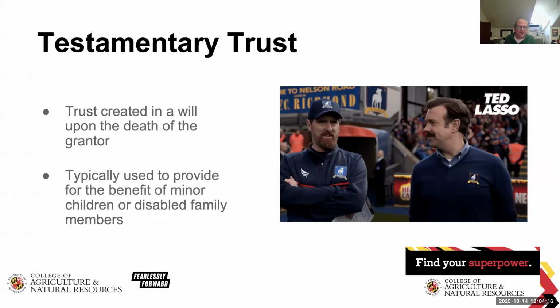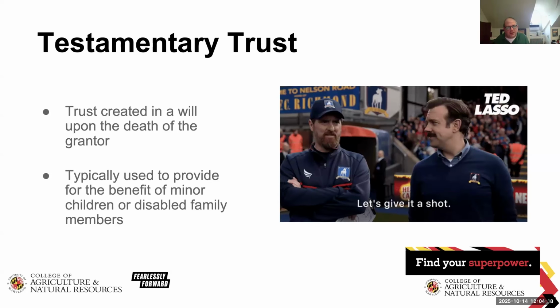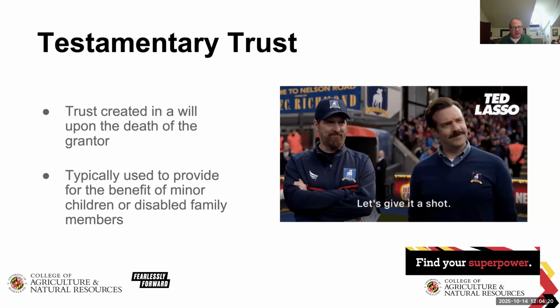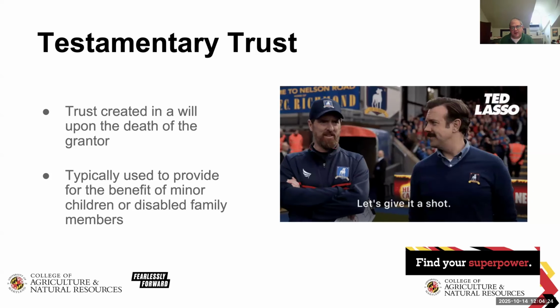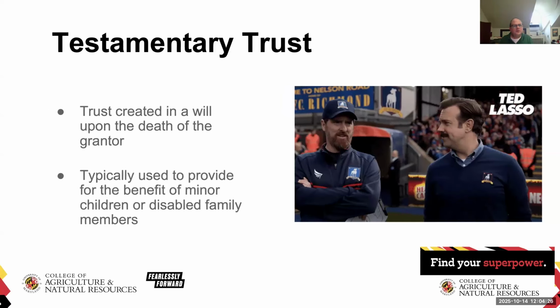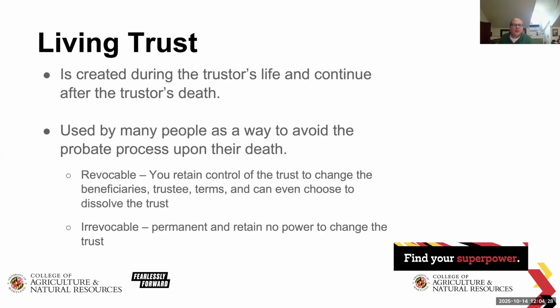We can have a testamentary trust where we just create it in the will. We typically do this for minor children or a disabled family member if we haven't taken care of that earlier, before the will, and gotten that set up. Living trusts are what most people are using a lot in estate planning these days. The idea is you create this during your life and it continues after your death. And there's some IRS rules as to when they need to be extinguished and property needs to be distributed.